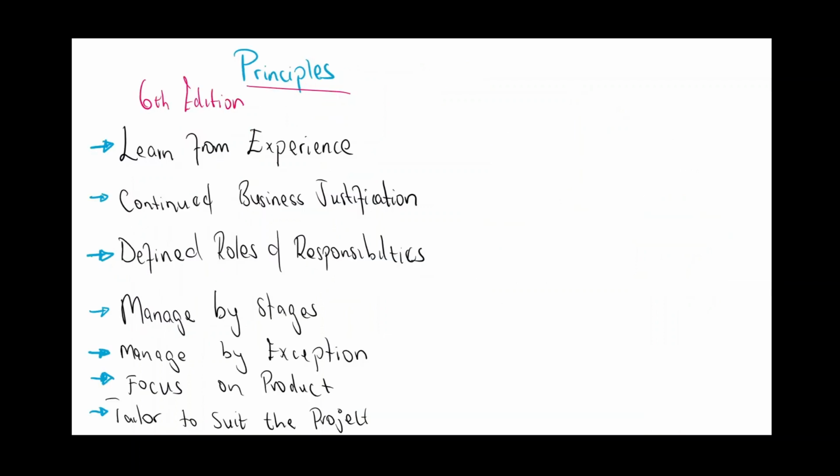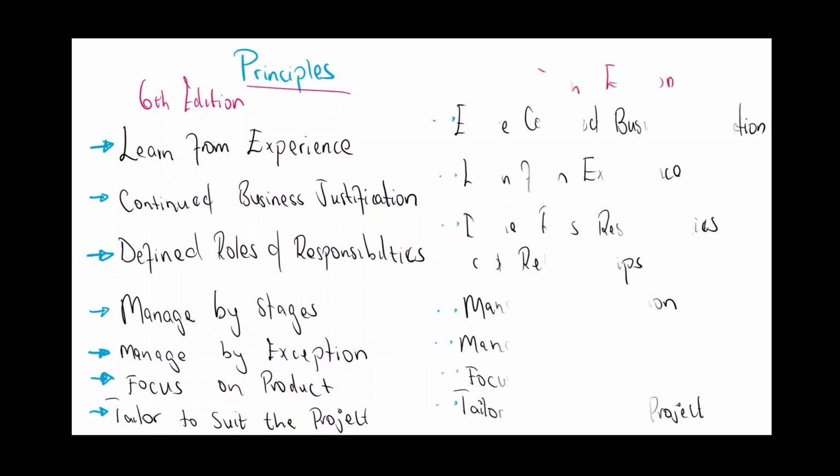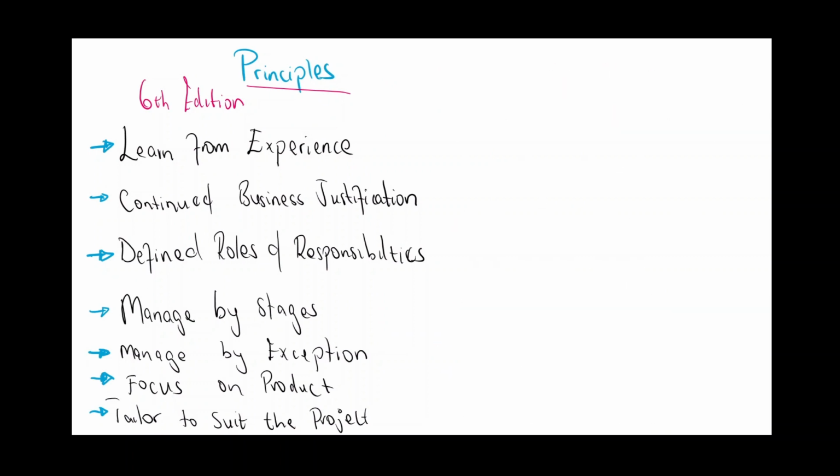Now, we also have the principles. Prince2 sixth edition is talking about the principles, and again there were seven: learn from experience, continued business justification, define roles and responsibility, manage by stages, manage by exception, focus on product, and tailor to suit the project.